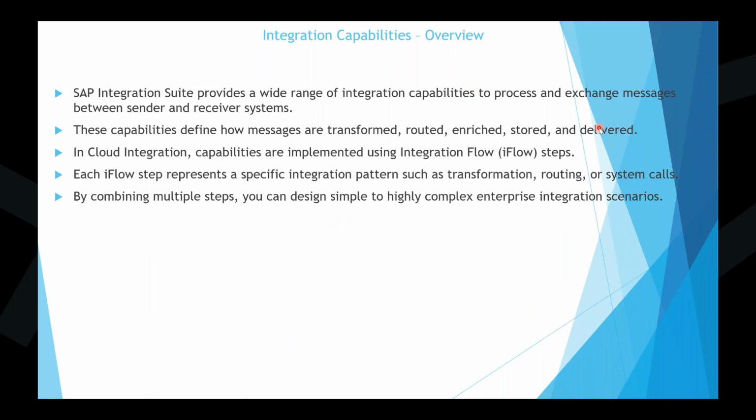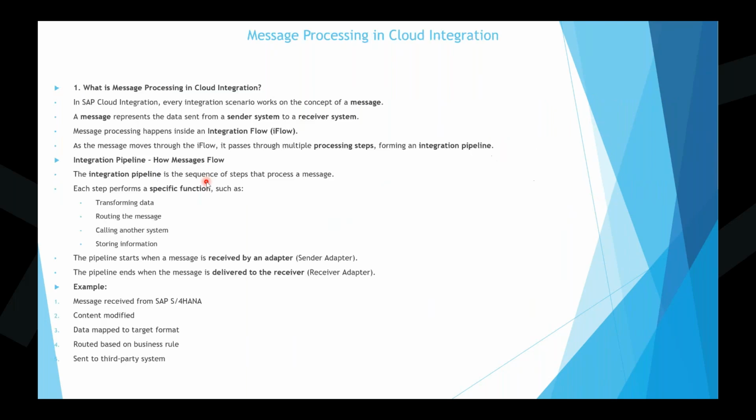So is it clear, guys? Now coming to the iFlow steps. Each capability is implemented as a step box in the iFlow. So you can just drag and drop the steps into the canvas. You can connect them with arrows to define the sequence. This is what we can do using iFlows. Okay, so message processing. Any questions until now, guys? Let me know if I'm going fast.